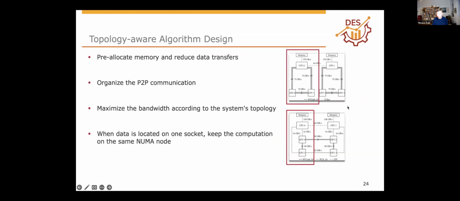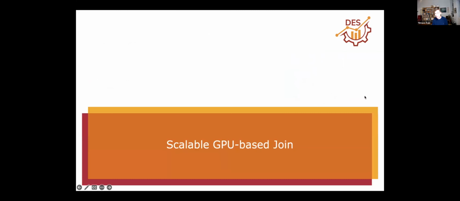Looking at this so far, it's important that we have to be topology aware. This is very important. Looking at this AC922, for example, it makes sense to utilize one CPU with the GPUs connected, because there we have very high bandwidth. As soon as we go across the cross bus here, this will be a limiting factor. And utilizing this, we can now go into the scalable GPU joins. So now we're going to do some real processing. So far, we've just been shuffling data around across the different systems.